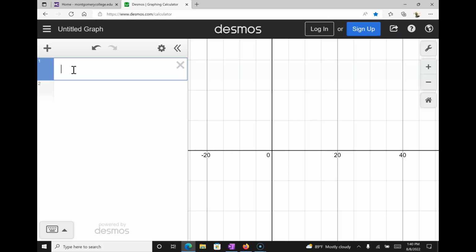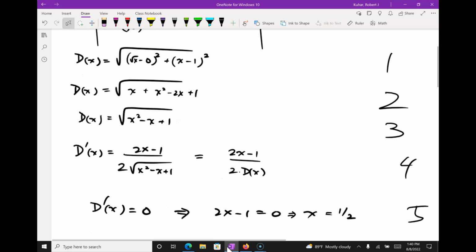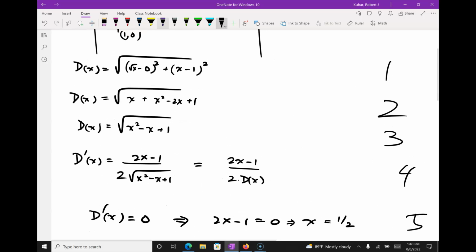So look at my denominator again, right? You see my denominator. It's exactly my distance formula. And I know that distance can't be zero.